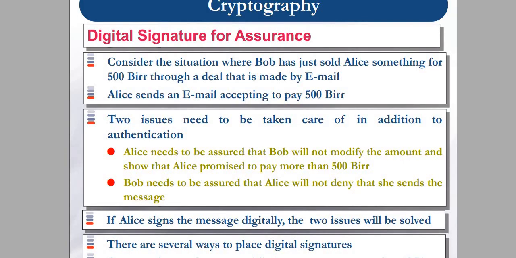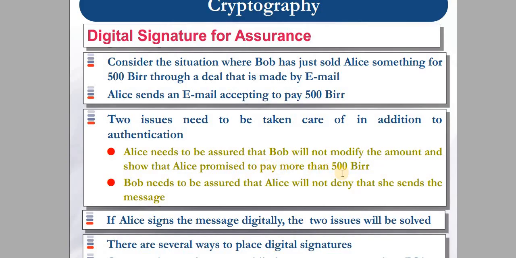So, in other words, we are using digital signatures for assurance. For example, let's consider the situation where Bob has just sold Alice something for 500 birr, as we have seen in the above diagram, through a deal that is made by email. Alice sends an email accepting to pay $500, or 500 birr if you are Ethiopian. Two issues need to be taken care of in addition to authentication. One issue is Alice needs to be assured that Bob will not modify the amount and show that Alice promised to pay more than 500.